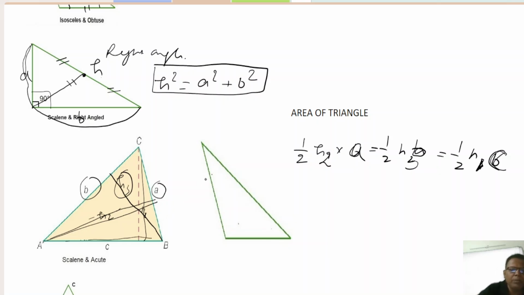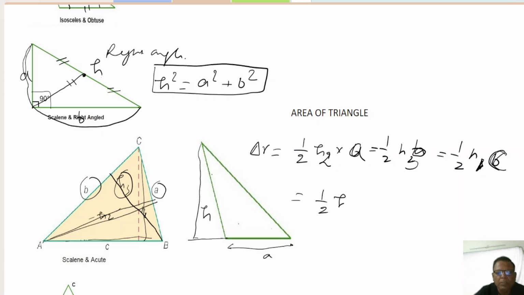So this is applicable in the obtuse angle triangle also. The only thing is you have to draw the perpendicular by extending one side. Suppose this is h and this is a, then the area of the triangle will be half into h into a.